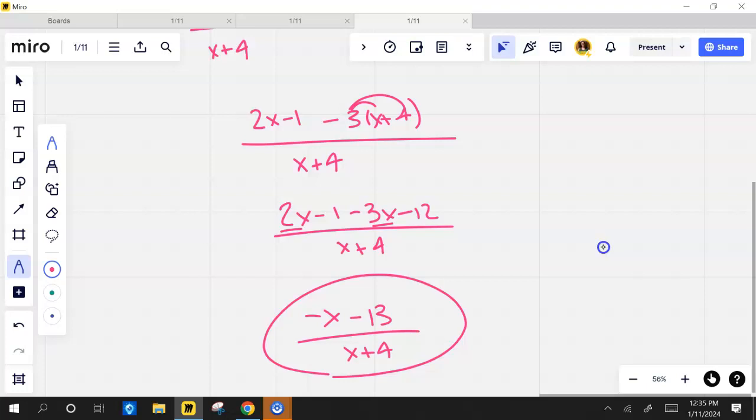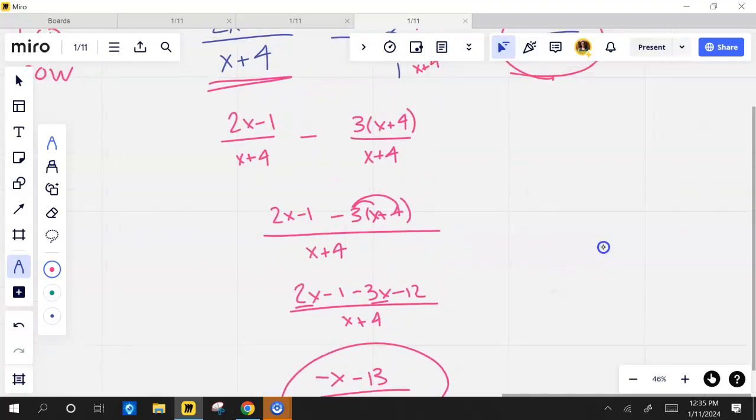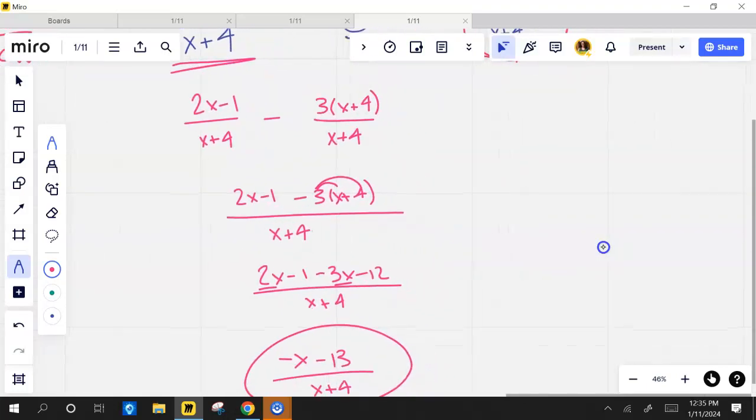How did it become one fraction? Yeah, when you add fractions, the denominator's the same. You keep it and leave it alone, and you just add the top. Or just combine the top.